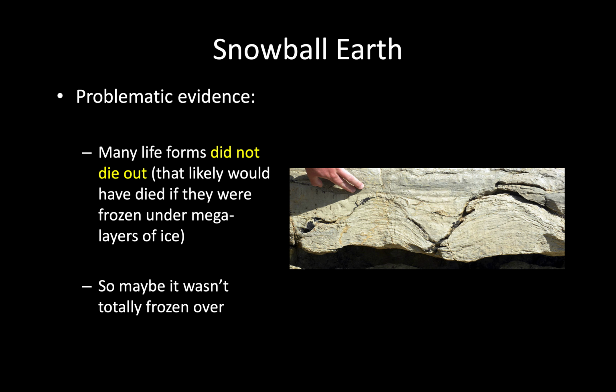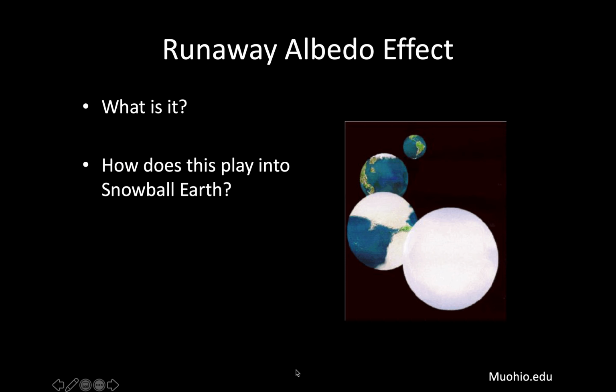So we originally called this idea snowball Earth, that the entire Earth was frozen over, and we thought it was a pretty good idea for a long time. However, we're starting to think that maybe we overestimated the evidence. So maybe it wasn't totally frozen over. Because things like stromatolites, these little blobs here, remember those microbial mats, they didn't die out either. So we'll call this snowball Earth for now, but it could really be slushball Earth. But whatever happened, we have the concept in play of runaway albedo.